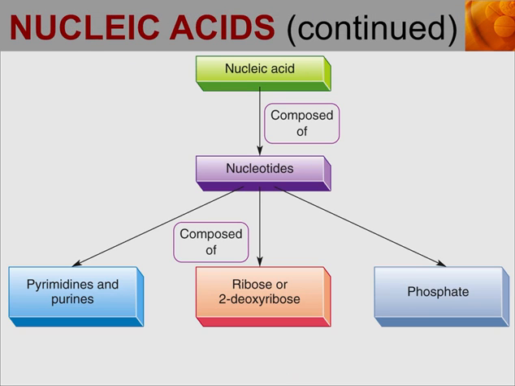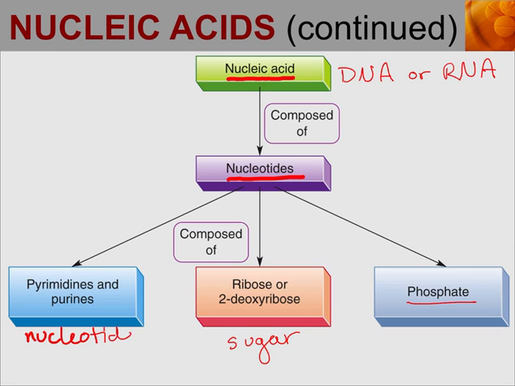All right, so just to summarize, nucleic acids are DNA or RNA, and those are made up of these nucleotides. And nucleotides have three components to them. They have a phosphate group, a sugar, which is either ribose or deoxyribose, and then they have a nucleotide base. So the nucleotide base is either going to be something called a pyrimidine or something called a purine. So we'll talk more about that in a bit as well.